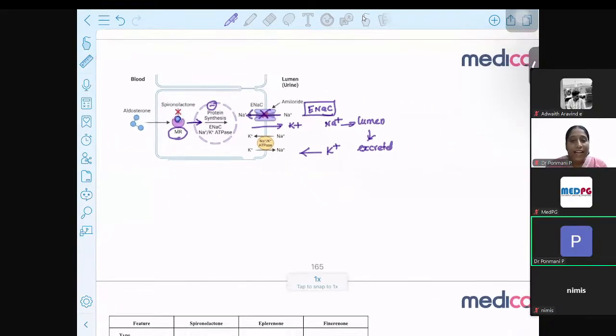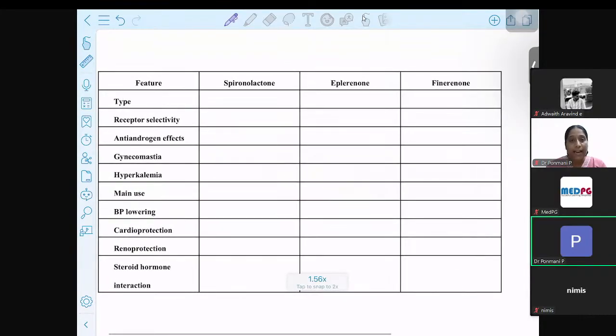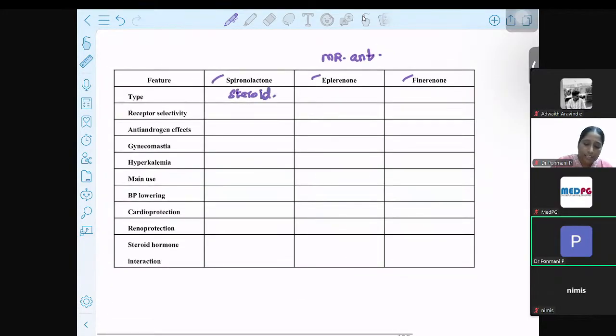Now, are there any differences between the three mineralocorticoid receptor antagonists? Yes. Spironolactone, eplerenone, and finerenone are all mineralocorticoid receptor antagonists, as we saw. But what is the type? For example, spironolactone is a steroidal type, and eplerenone also comes under that. The only non-steroidal one is finerenone.